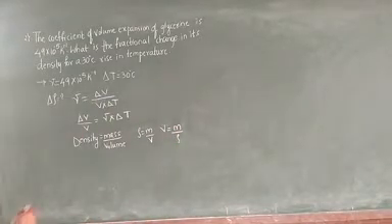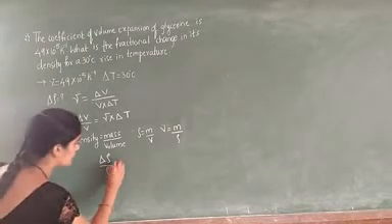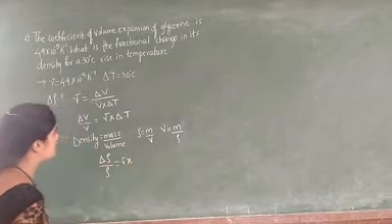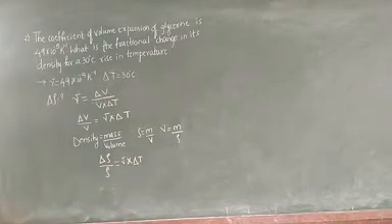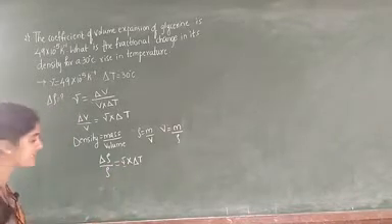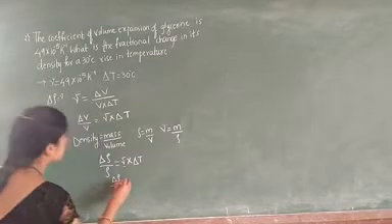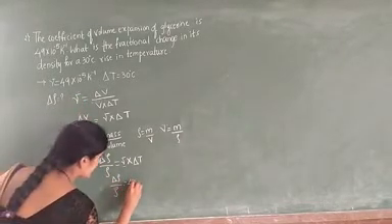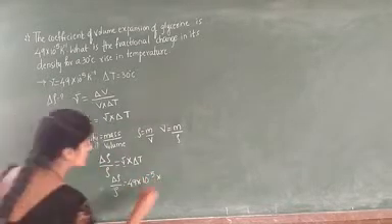Now by using this we can write that the change in the density by the original density is equal to gamma into delta T. Now using this we know the value of the gamma and the delta T. Therefore, delta rho by rho is equal to, the value of the gamma is 49 into 10⁻⁵, and delta T is equal to 30 degrees.